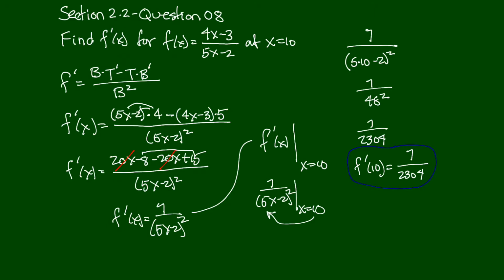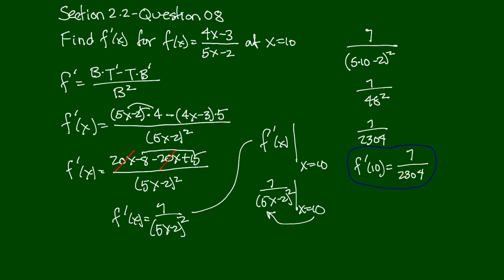And what this means is that for this function, if we were to draw this function and go to x equals 10 and follow it to the curve, the slope would be 7 over 2304. So essentially what it means is this is the slope of that tangent line. So if we were at 10 and went to 11, we'd go up by this much.